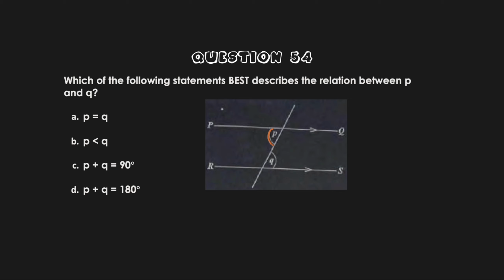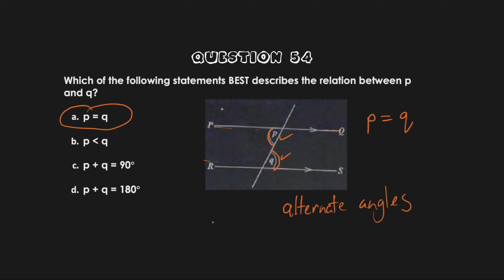So the angle here, once these are parallel lines, these two angles would be the exact same. Therefore, P is equal to Q. These are called alternate angles. So say for instance, we had an angle here that was 60. The angle inside here would also be 60 degrees.